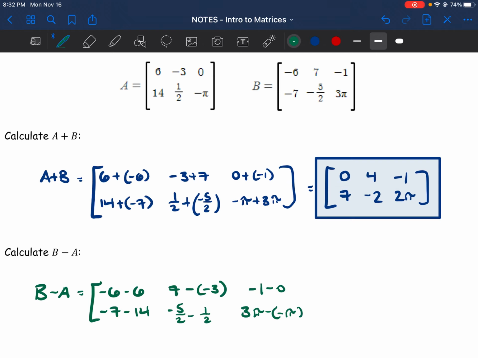All right, simplifying, negative 6 minus 6 will get us negative 12. 7 minus negative 3 will get us positive 10. Negative 1 minus 0 will get us negative 1. Negative 7 minus 14 will get us a negative 21. Negative 5 halves minus 1 half would be negative 6 halves. Negative 6 over 2 is a negative 3. And then 3 pi minus negative pi would get us a 4 pi.